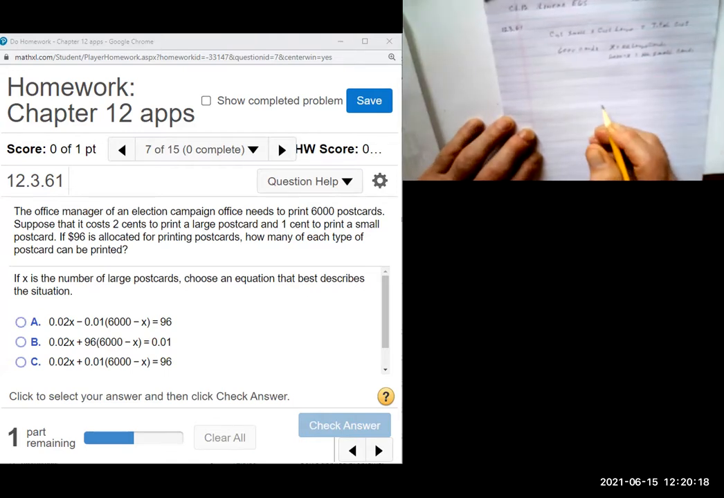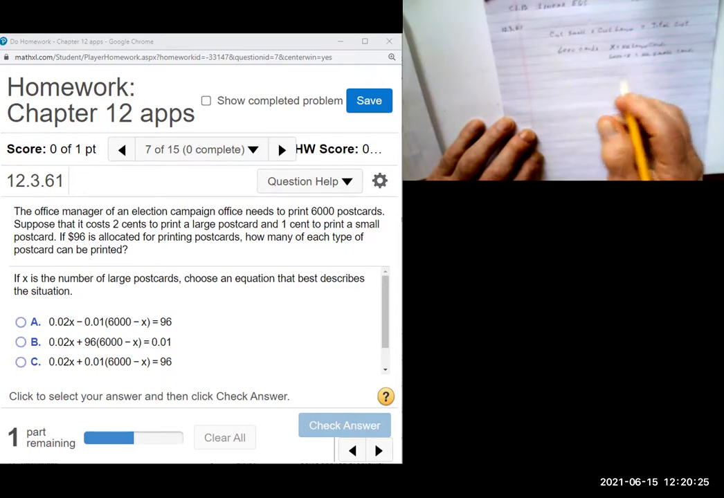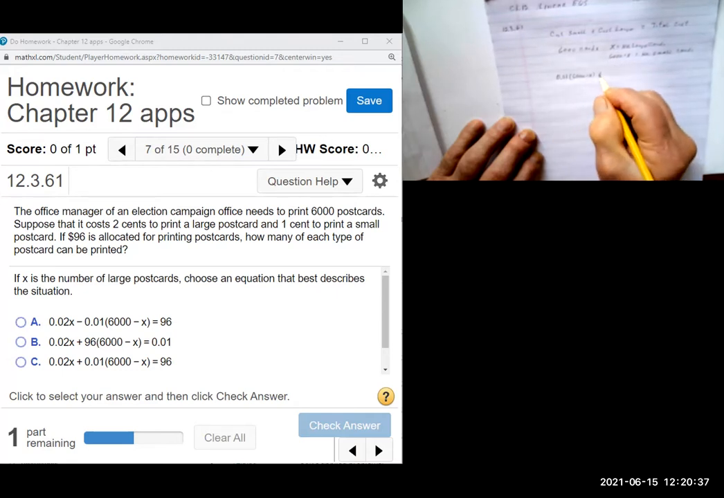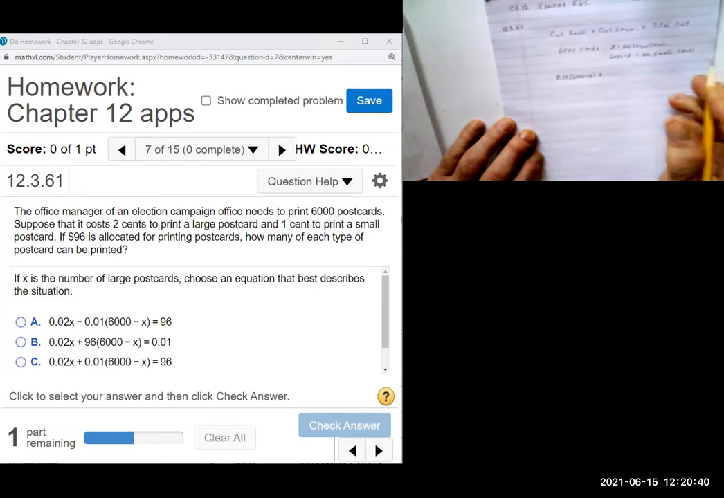All right, what is the cost to print the small cards? It's 1 cent. So it's going to be 0.01 times 6,000 minus X. That's the cost per card times the number of cards. The cost to print the large cards is 2 cents, 0.02, times the number of large cards, which is X. And that gives me the total cost, or the total amount of money I can spend, $96.